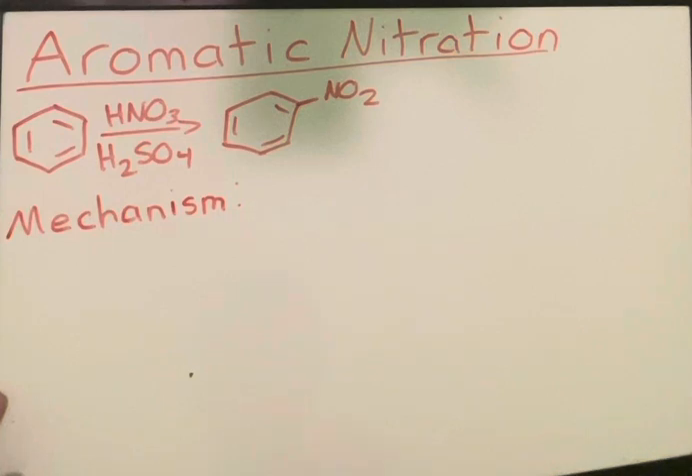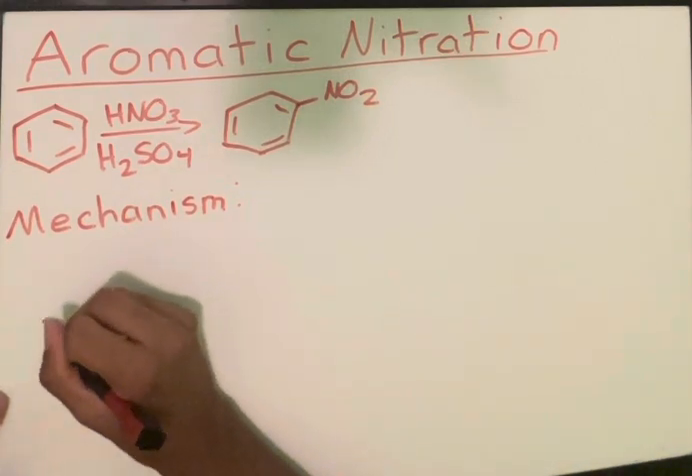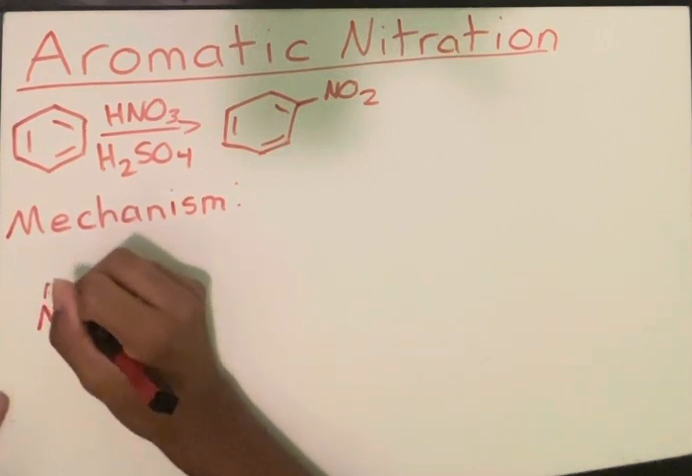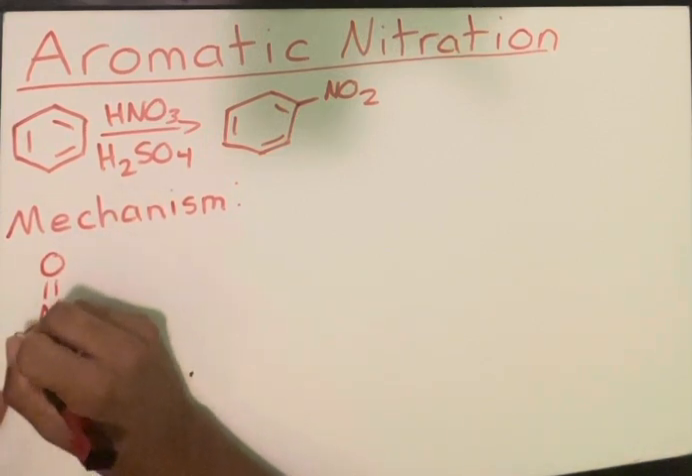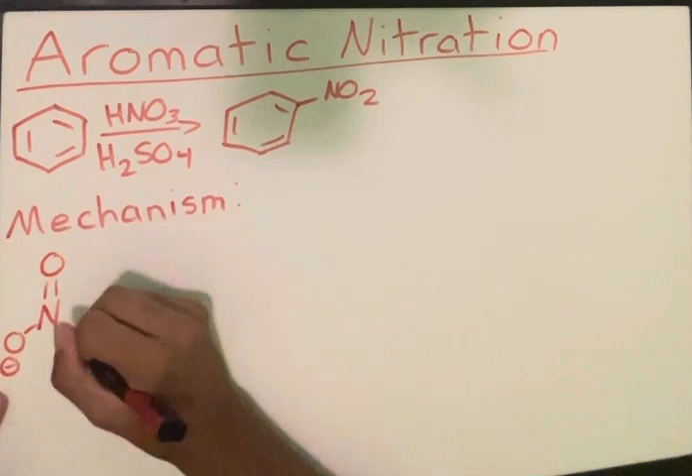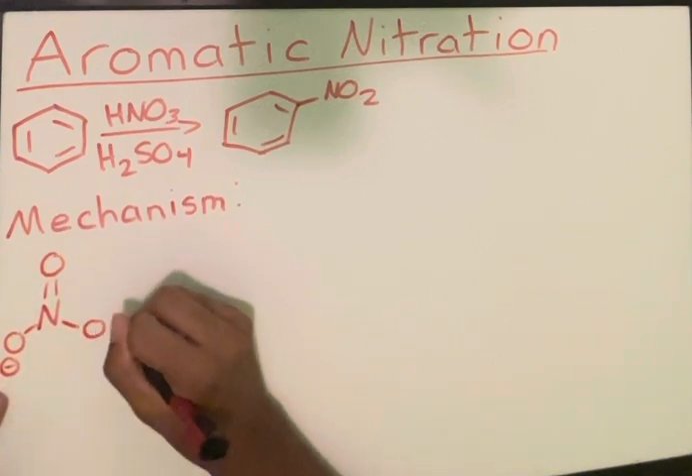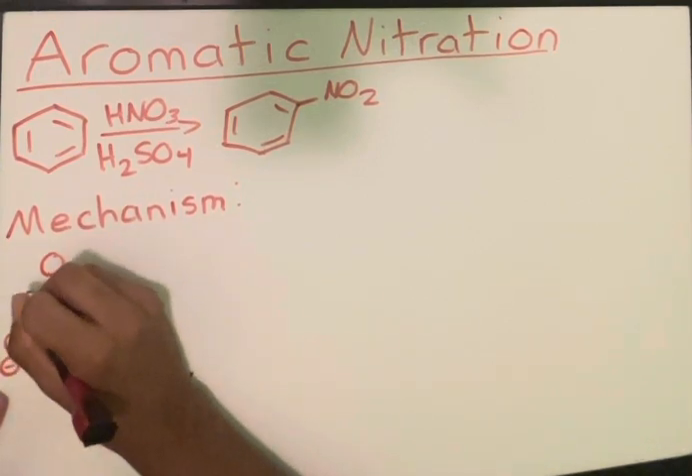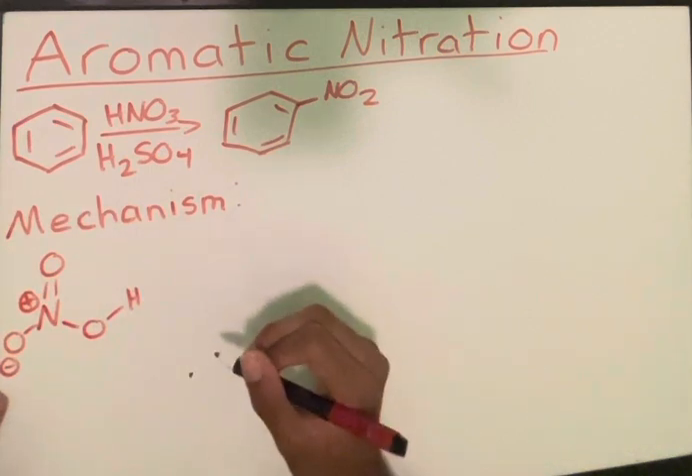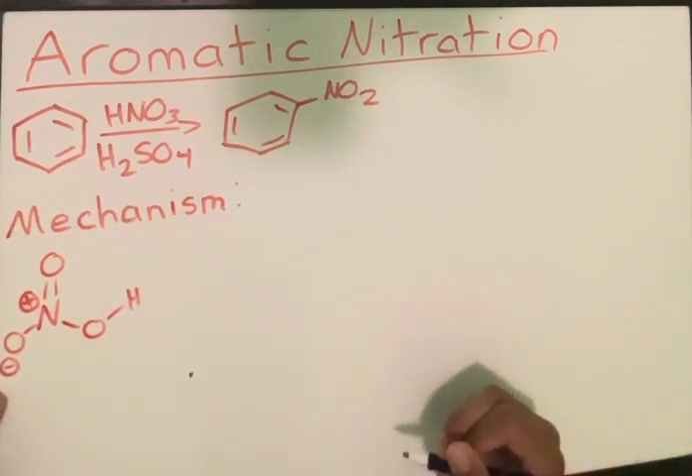Alright, so first we need to prepare our electrophile. That's just a fancy way of saying that we need a molecule that our benzene ring can attack. So first we'll bring in our HNO3, and we will react it with another equivalent of HNO3.